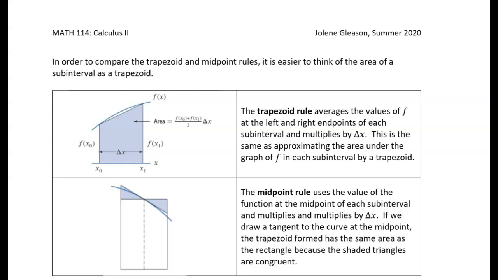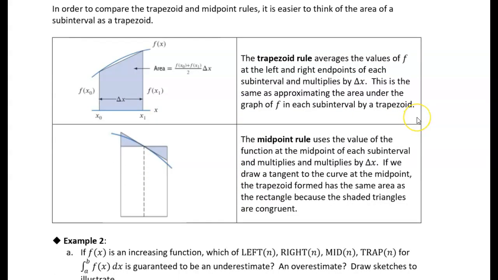Now, the midpoint rule is a little less easy to see how you can make into a trapezoid. But let's take a look at this diagram. I'm going to scroll down just a tad here. Take a look at this diagram. So in the midpoint rule, we're basically taking the value of the function at the midpoint and using that as the height of the rectangle for the area that we're calculating.